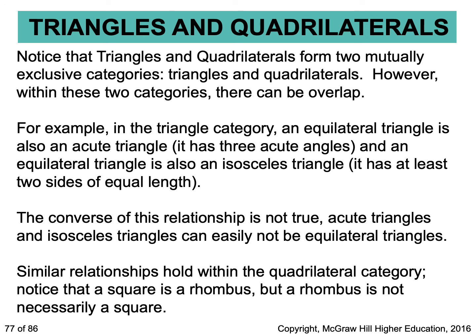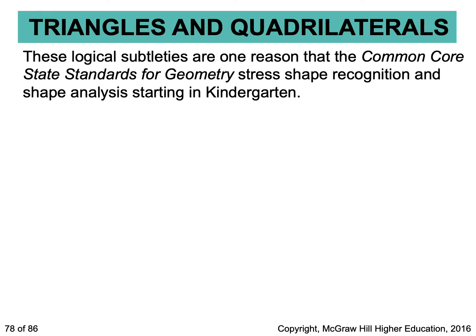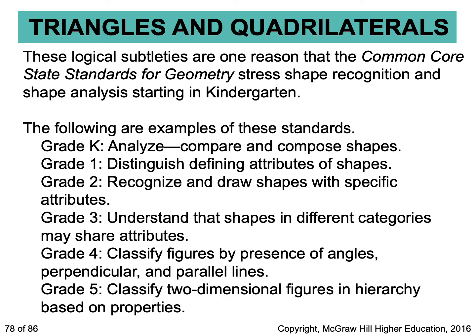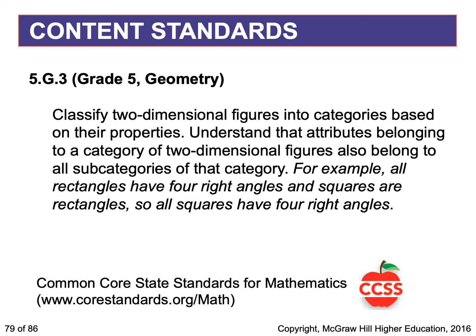And then a square can be considered a rhombus because all four sides are the same length and opposite sides are parallel, but not every rhombus is a square because not every rhombus has 90 degrees. So Common Core standards about classifying and analyzing shapes. And here's more on the 5th grade Common Core standard.